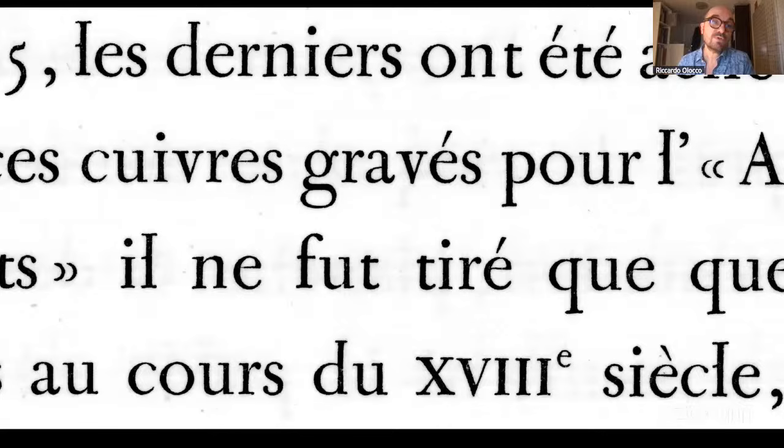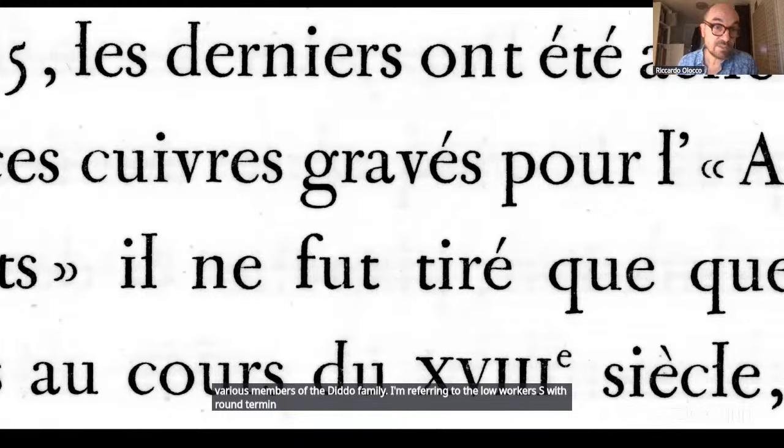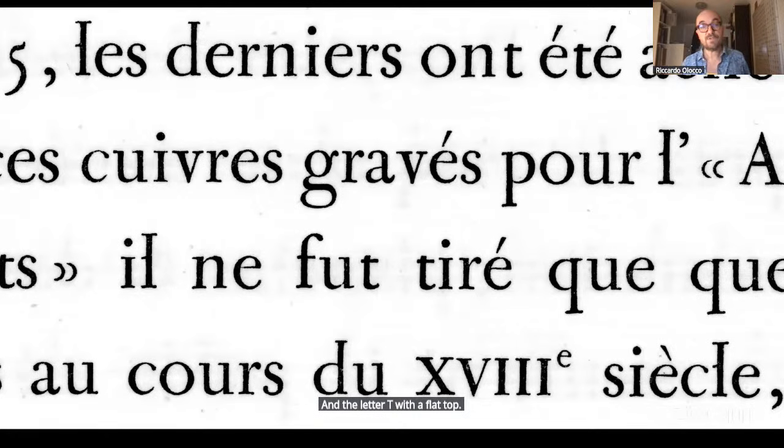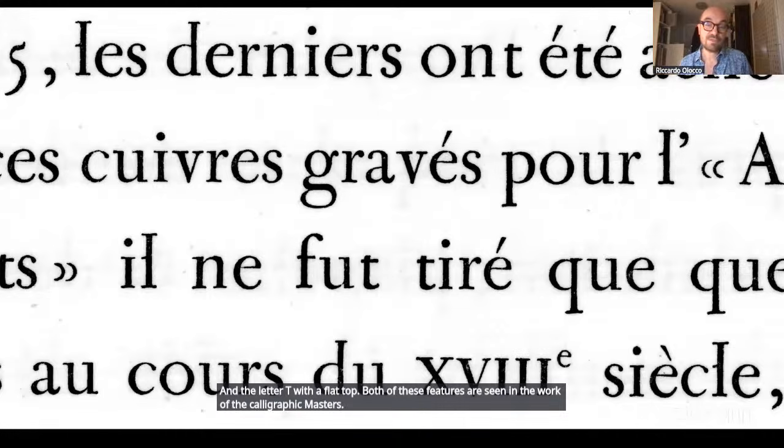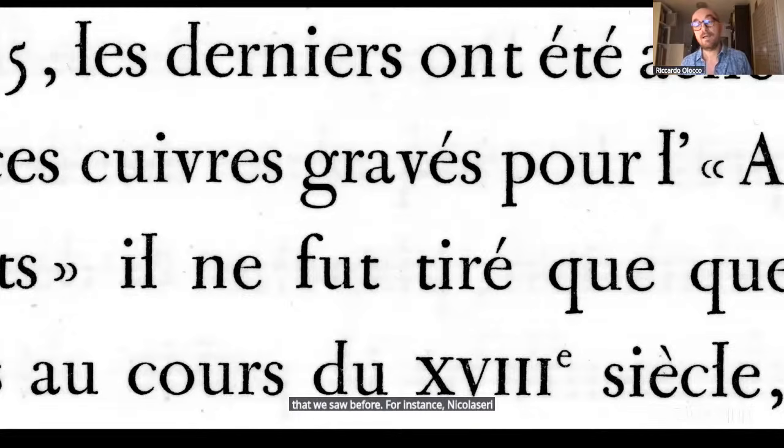Then there are two design features that became customary in modern French Romans, and we find them in several types cut by or cut for various members of the Didot family. I'm referring to the lowercase s with round terminals instead of vertical serifs, and the letter t with a flat top. Both of these features are seen in the work of the calligraphic masters that we saw before. For instance, Nicolas Jarry, in his Roman formal calligraphy, was usually writing a minuscule s with round terminals, and the t with a flat top.